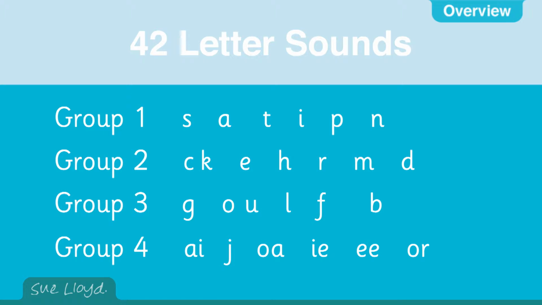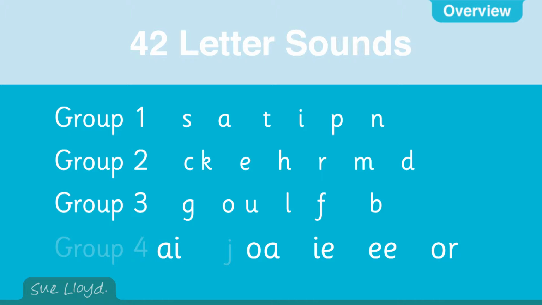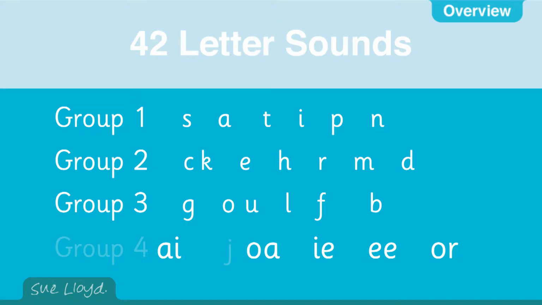And in group 4, the ai, oa, ie, ee, and or sounds are all digraphs. That is, 2 letters are needed to represent one sound. We deliberately introduced digraphs before we had finished the single letter sounds, because we wanted to say that the digraphs were just as important as the single letter sounds.